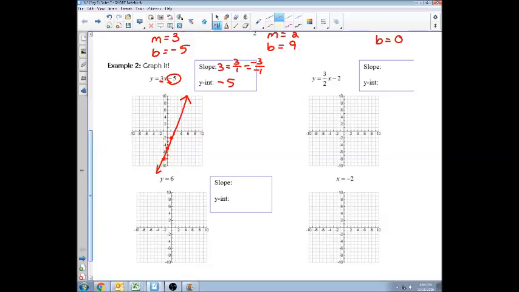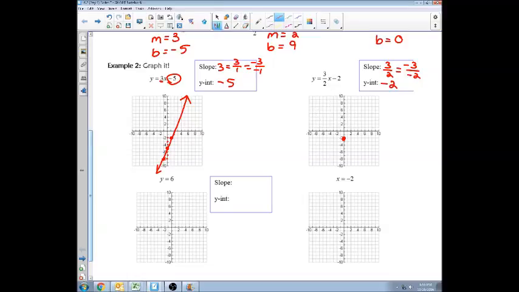Let's look at our next problem. It says y equals 3 over 2x. So my slope would be 3 over 2. That tells me I'll go up 3 and right 2. I also want to be able to go down and left, so negative 3 over negative 2. Okay? My y-intercept is negative 2, comes from here. All right? So I need to make that point first. I go down 2. There's my y-intercept. That's where it's going to cross my y-axis.